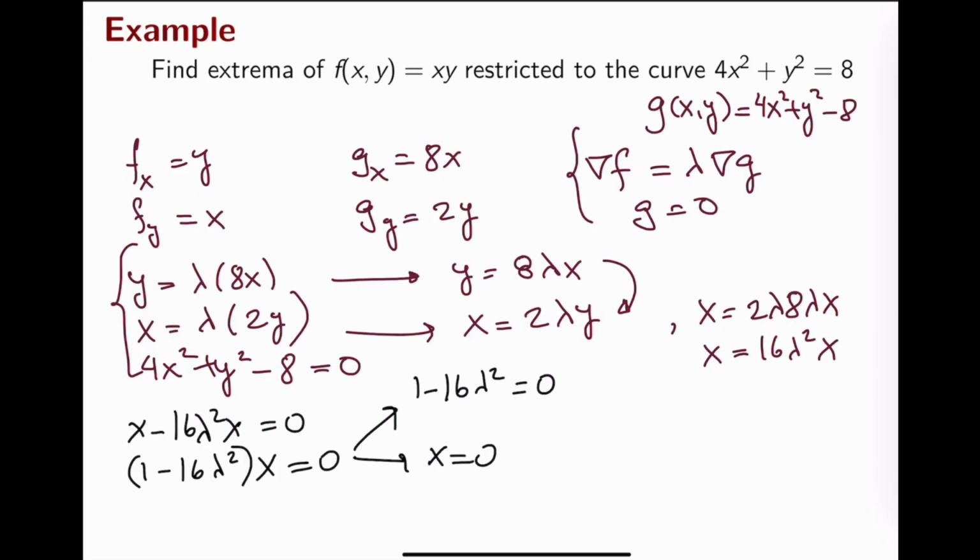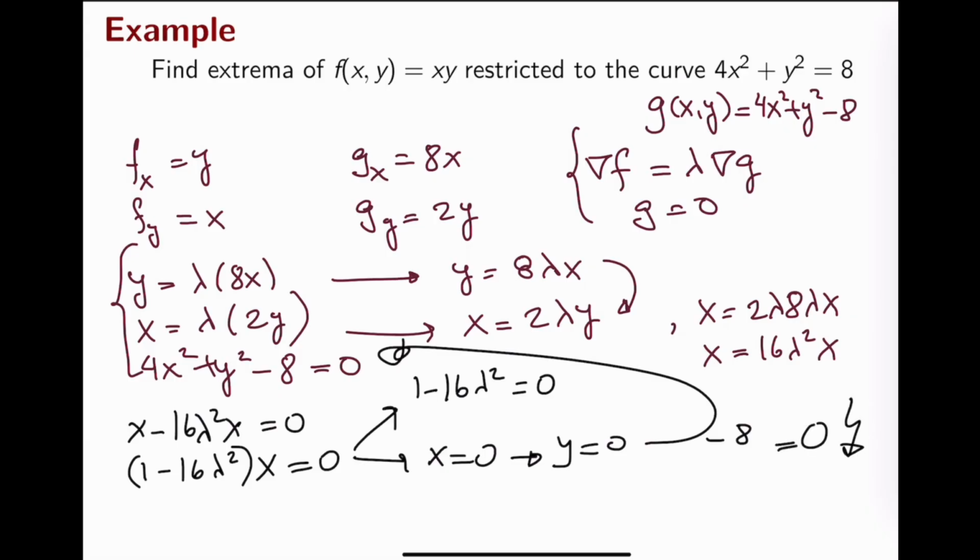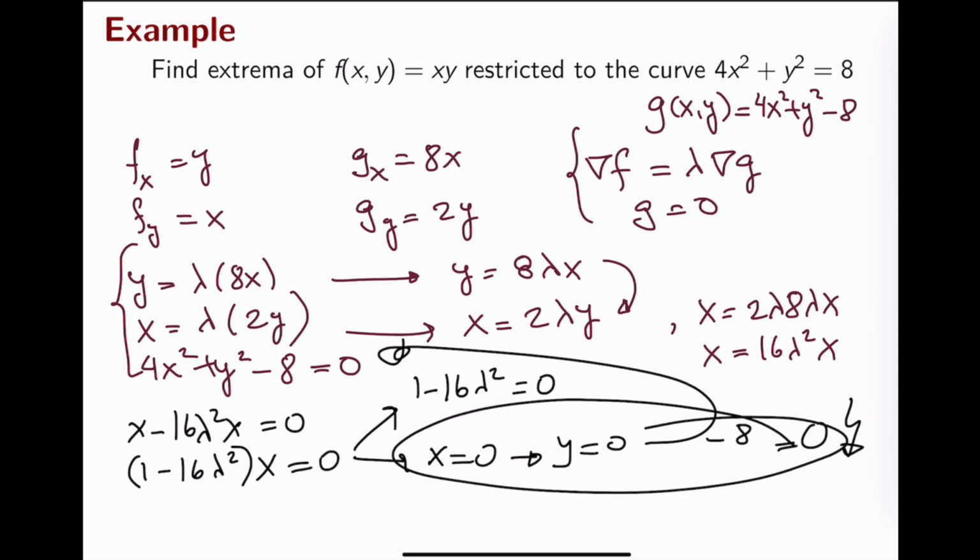So then the solution of this equation is either 1 minus 16 lambda squared is 0 or x is 0, right? So from x is 0, we substitute in here and we get that y is 0. But then when we substitute in the third one here, we will get that minus 8 is equal to 0, which is absurd. So that means that we don't get a solution in this.